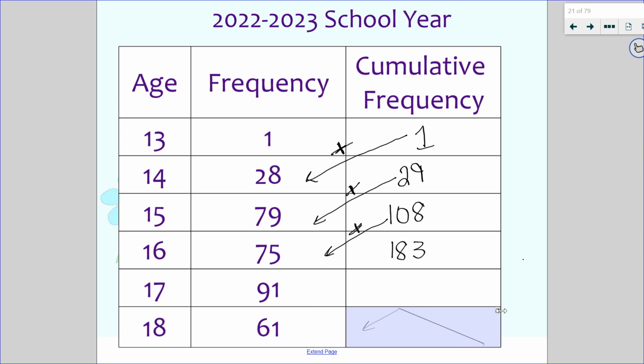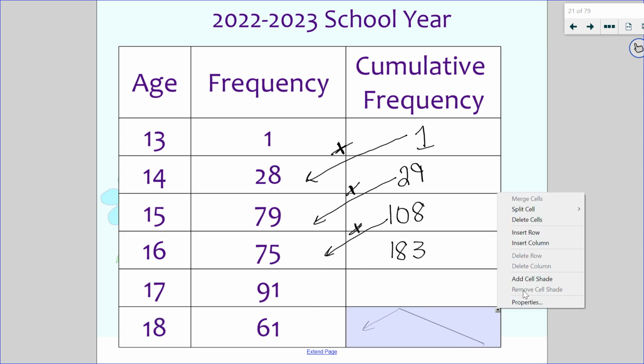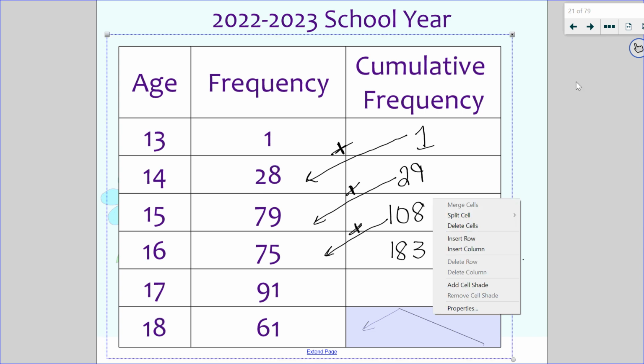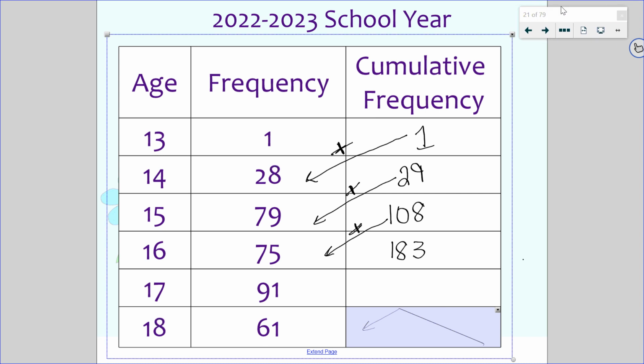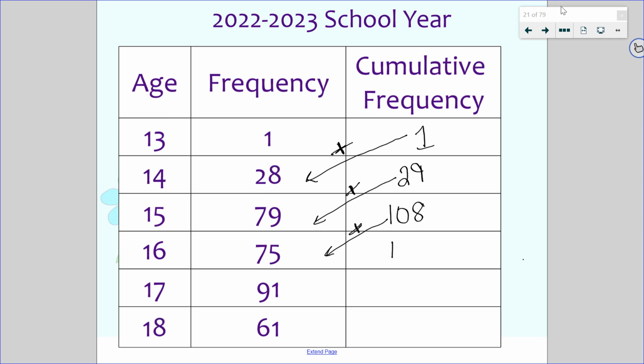I'll just get rid of this little thingy. Oh, that was interesting. Let's delete. Oh, I don't think I want to delete the cell. No. Huh. Let's undo. Undo. Okay.